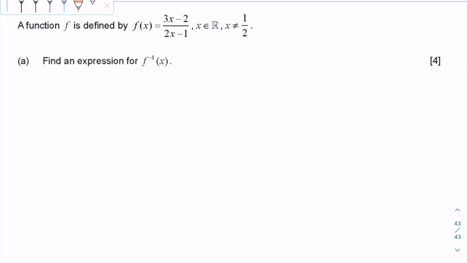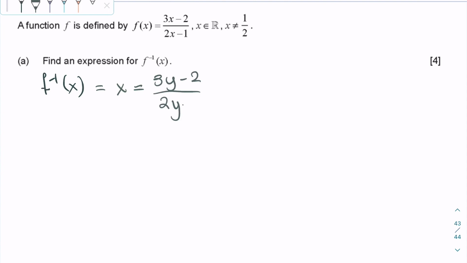Find an expression for the inverse of f of x, which is 3x minus 2 over 2x minus 1. When finding an inverse, we need to isolate x and switch x for y. In this case, we can basically say f of x is y. So then we would say y equals x, and x equals 3y minus 2 over 2y minus 1.